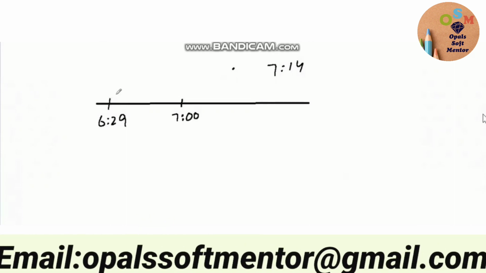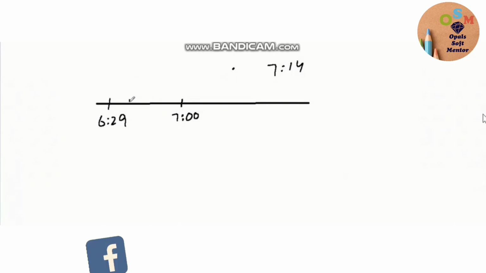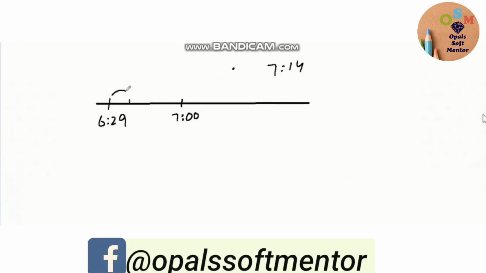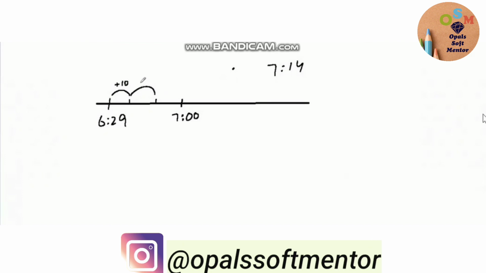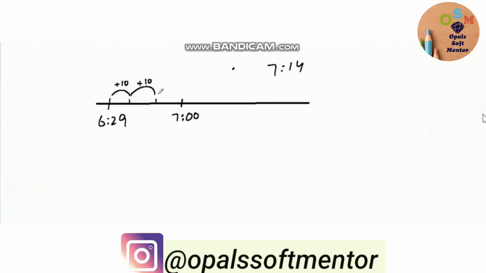So from 6:29, how much will it take to get to 7 o'clock? Remember, the strategy was let's count in tens. 29, 39, right? Next would be 49. And next would be 59. It will be very close to the 7 o'clock.